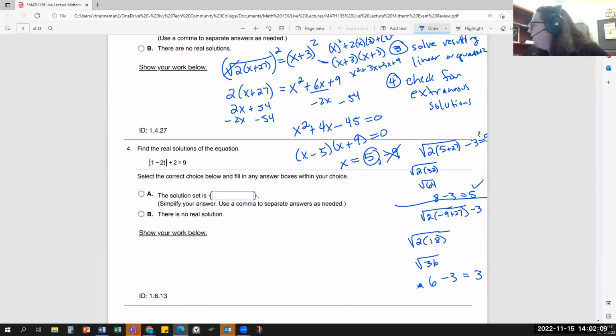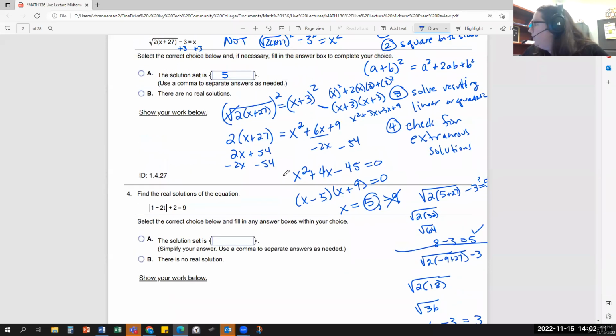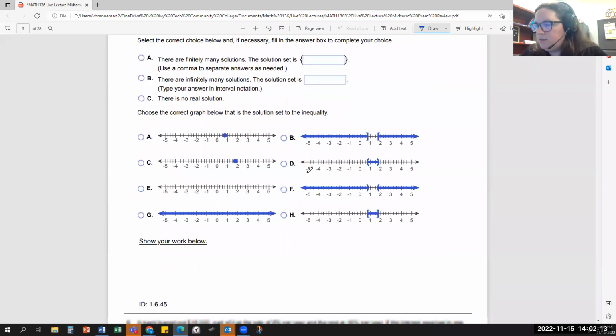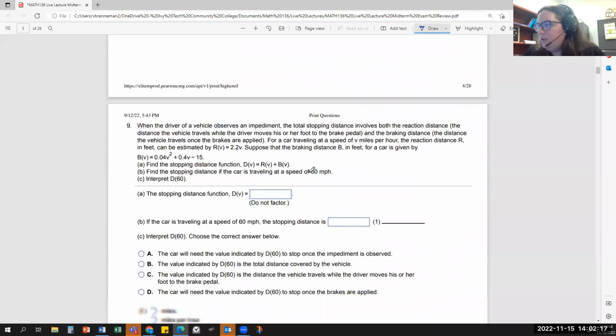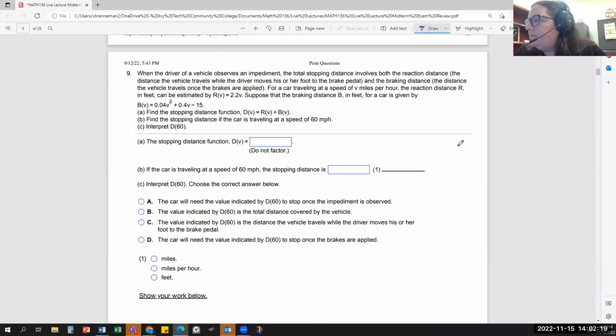Okay, next one then, that was number 3, number 9. All right, so we have stopping distance with the reaction distance and braking distance. And we have a formula for the reaction distance and the braking distance. So the stopping distance is going to be the result of adding those two together.